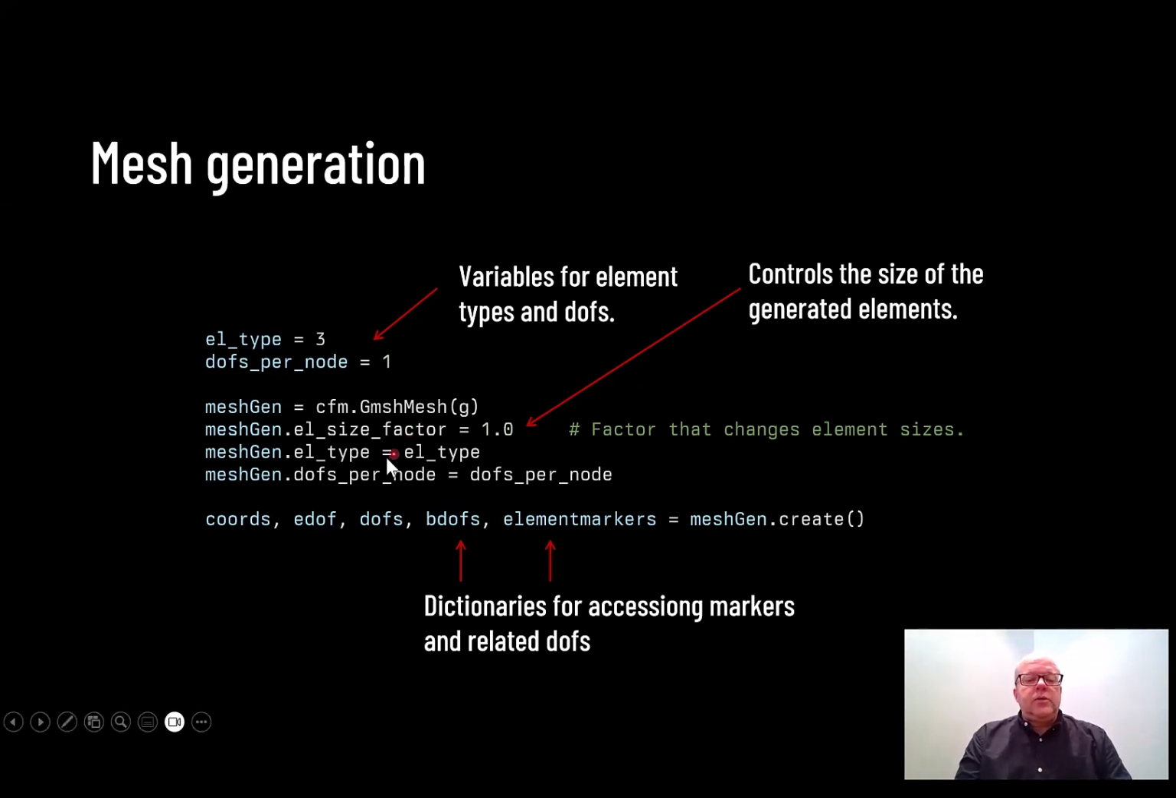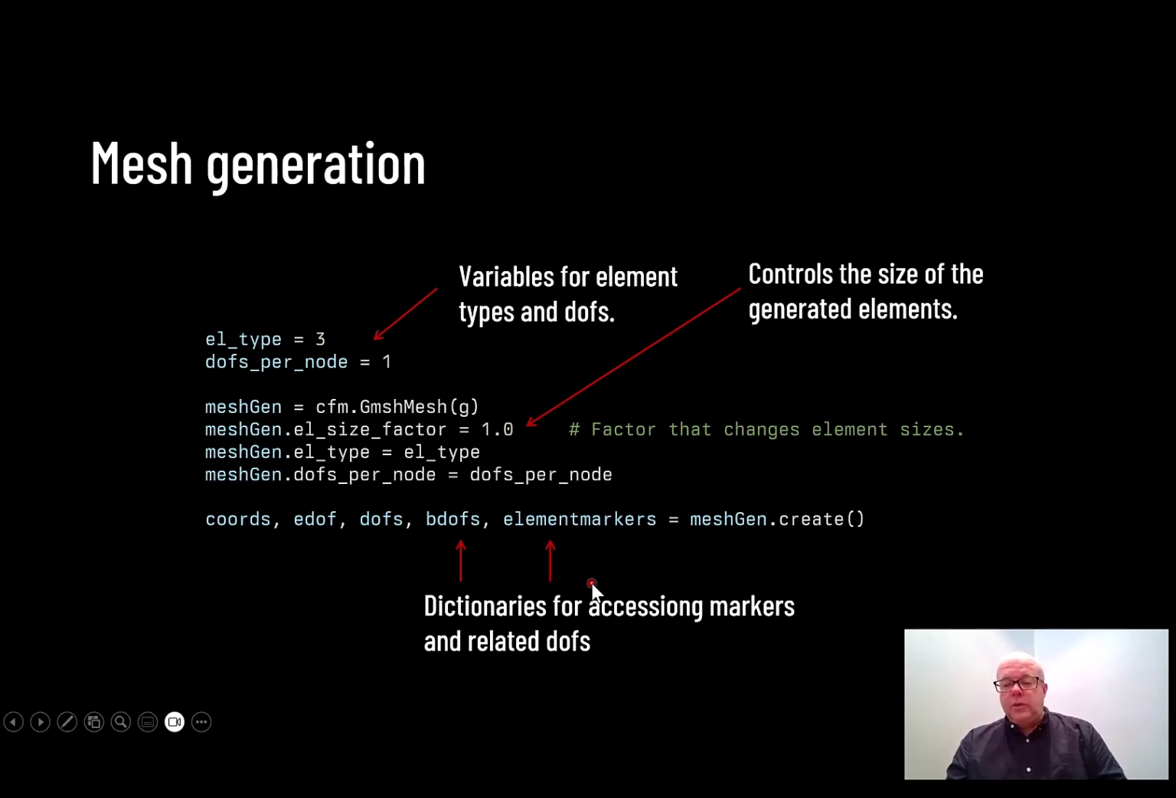Then we give the element size factor, the element type, and degrees of freedom. The element size factor here is the maximum area of the elements that is allowed to be created. So if the elements are larger, it adds more elements to the model. And then finally, you call create on the mesh generator itself. You have to have coords, EDOF, DOFs, BDOFs, element markers here. All of these have to be on the left side.